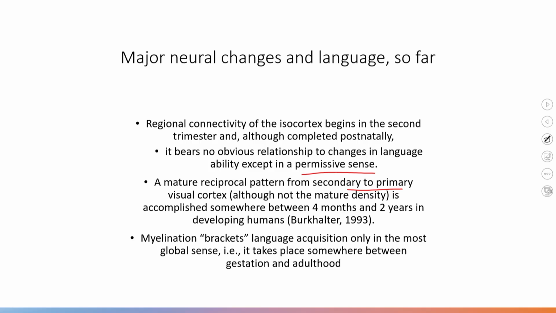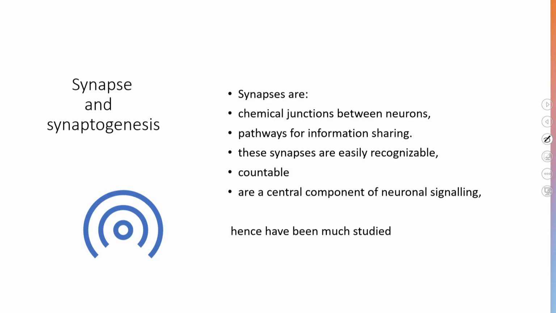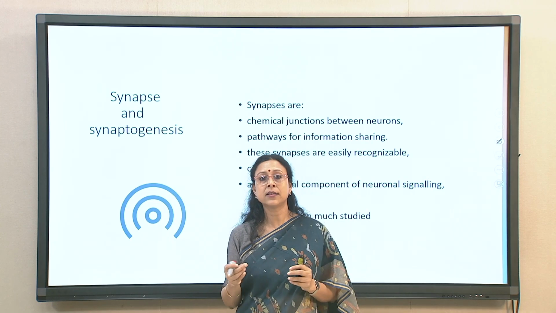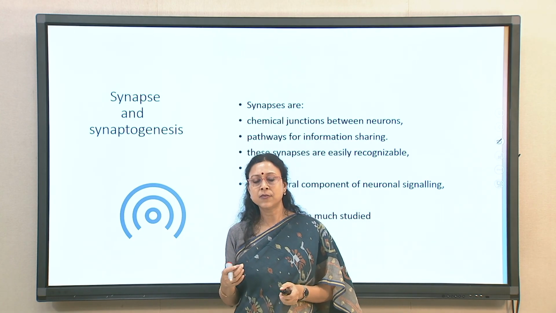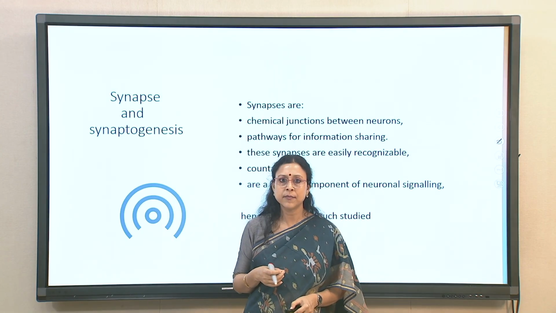So, there is no direct impact of the changes in the neuronal structure with respect to language so far that we have seen. However, what happens after this is very important, that is our synapses. Synapses are what? They are chemical junctions between neurons. It is a pathway for information sharing. These synapses are easily recognizable and countable, and as a result they have been studied in terms of neural signaling. The most commonly studied synapse is the chemical kind. Because it is more visible and easily countable, it has been studied most with respect to various kinds of mental functions.